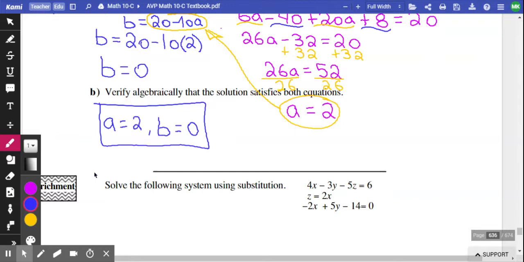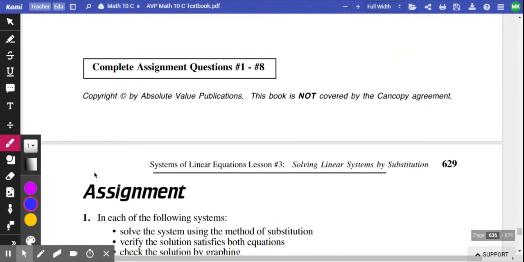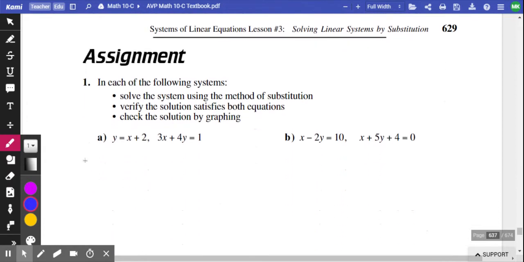Everybody else, I would like you to move on to the assignment part of the booklet. So these questions, it starts off easy. It will get harder. Okay, so try to work along until you start to get kind of stuck.